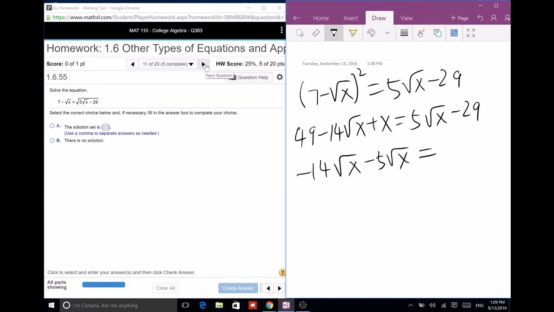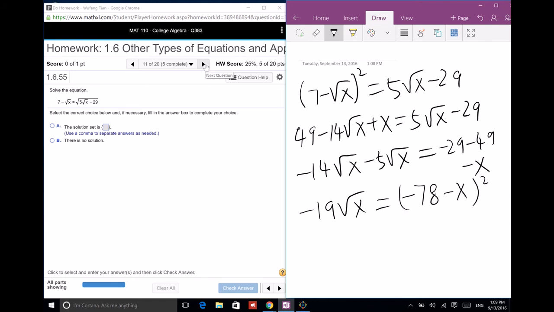So negative 29 minus 49 plus 14, sorry, no, plus x, sorry, minus x. So this is negative 19 square root of x. And this is negative 78 minus x. So this one, you can square again. I should not do the square now. I can do it next time, next step.